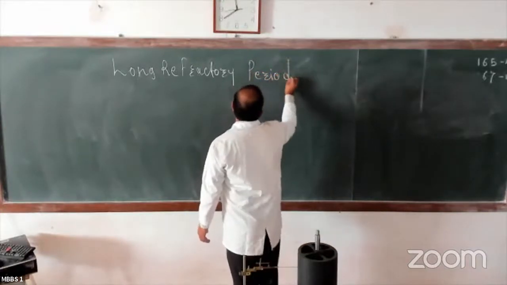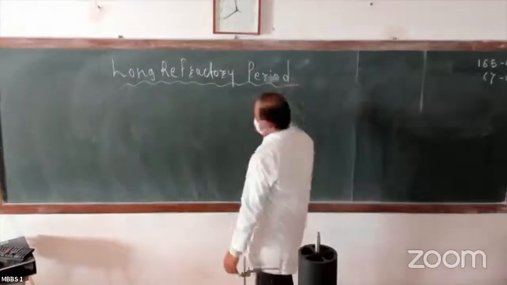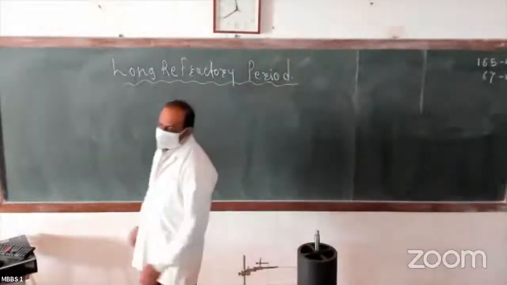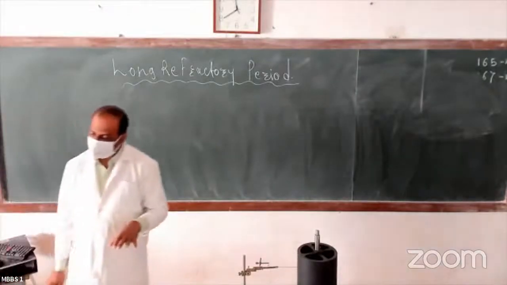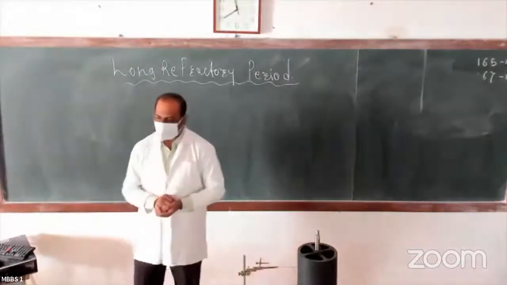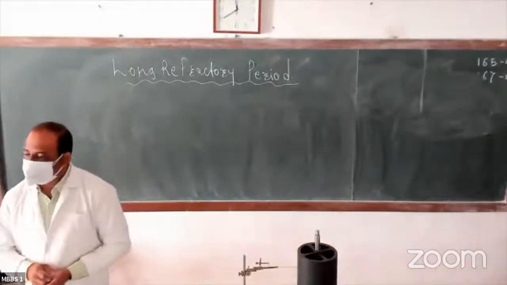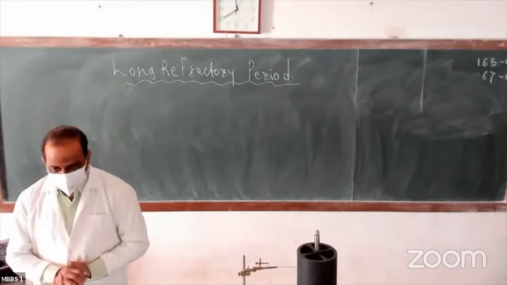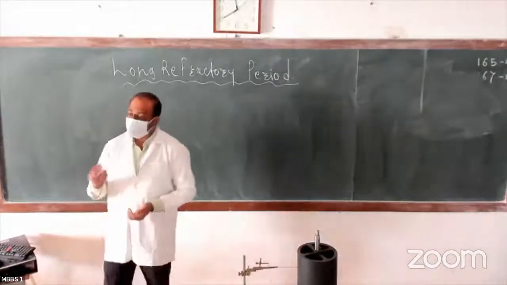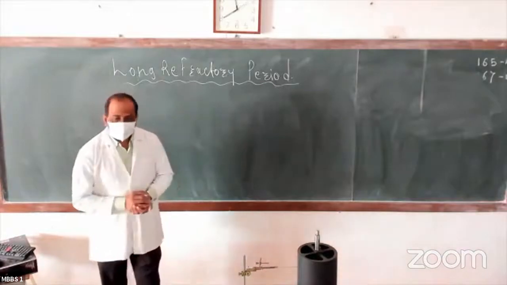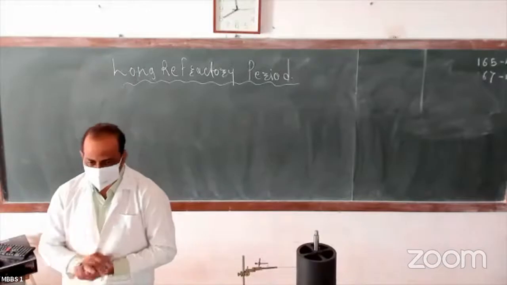We have studied the refractory period in case of the skeletal muscle also. We have compared at that time that the refractory period is more in case of tetanus, the genesis of tetanus. We have seen the cardiac muscle possesses a long refractory period, up to 250 to 300 milliseconds, while in case of the skeletal muscle it is very less.